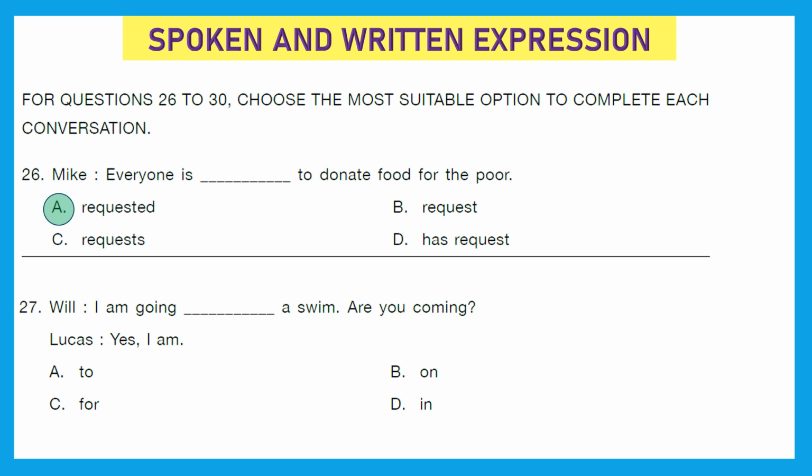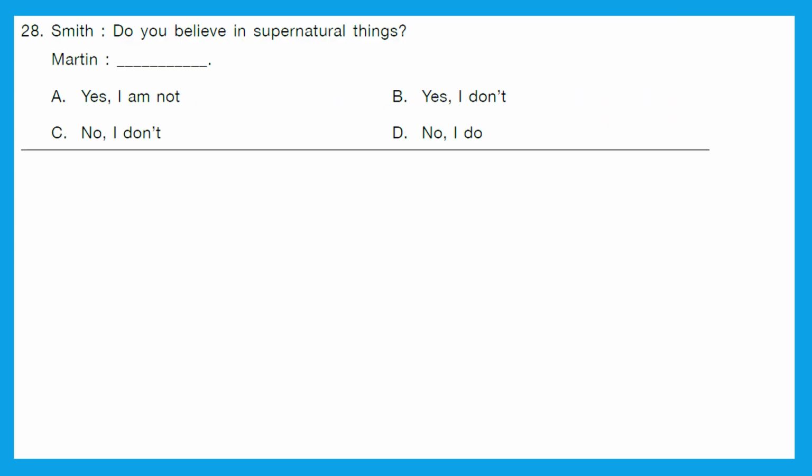Question 27. Will: I am going dash a swim. Are you coming? Lucas: Yes, I am. Now here the suitable preposition to be used should be for, because it states a particular purpose of the subject, that is Will. I am going for a swim. Why is he going? Is going for a swim. Option C is the right answer.